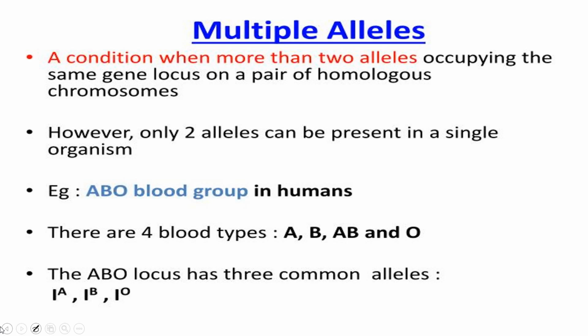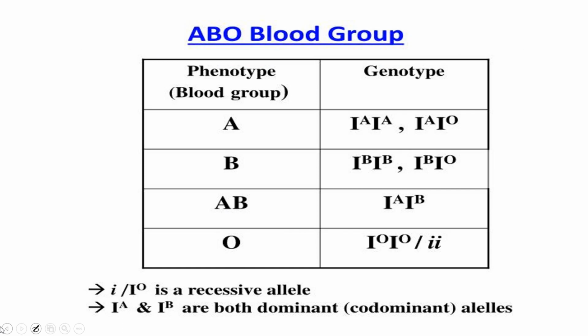Two alleles can be present in a single organism, like in the ABO blood group system. There are four types of blood group in human beings. Yes, dear students, we know A blood group, B, AB and O. So the ABO locus has three common alleles. See here, this is the ABO blood group system.